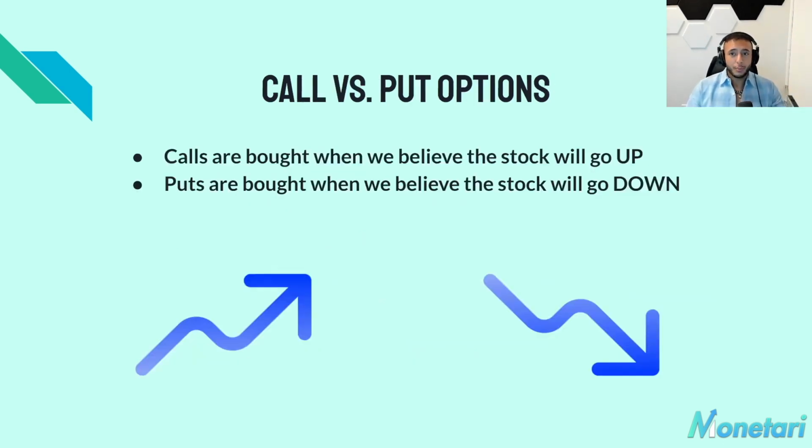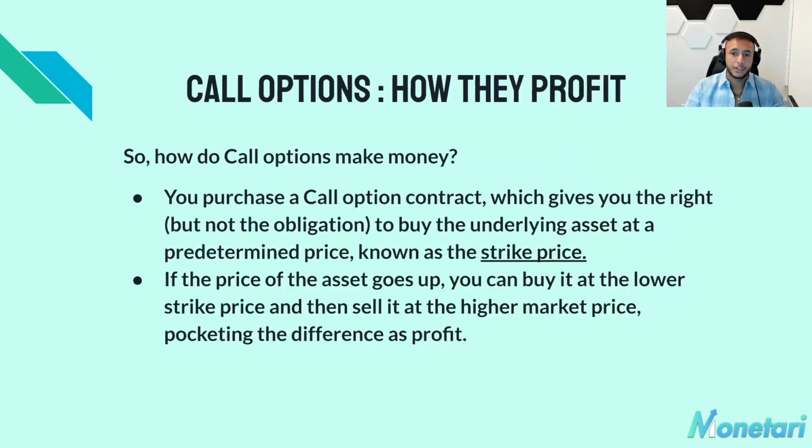So calls are bought when we believe the stock will go up. Puts are bought when we believe the stock will go down. Honestly, quite simple. How they work is more complex, but in terms of what you need to know as a beginner, that's basically it. We buy calls when we think the underlying asset is gonna go up. We buy puts when we think the underlying asset is gonna go down.